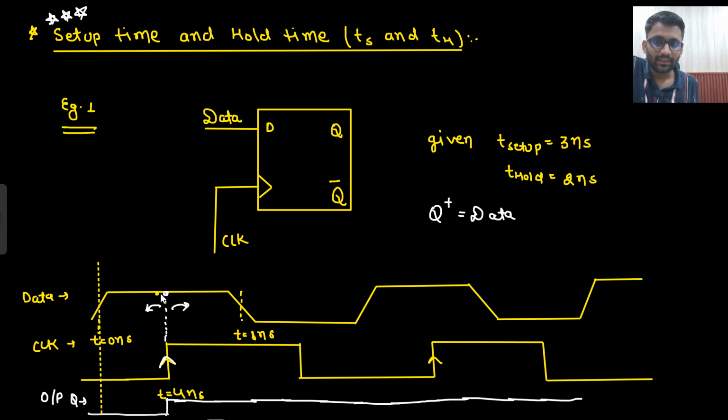What will I look back at? This data, whatever data we are having, data 1 we are having, should be stable for the given setup time. So if this flop has 3 nanosecond setup time, that means I will sample this data only when it is constant for the previous 3 nanosecond. Also, it should be constant for the next 2 nanosecond. So this is your T setup and this is your T hold.